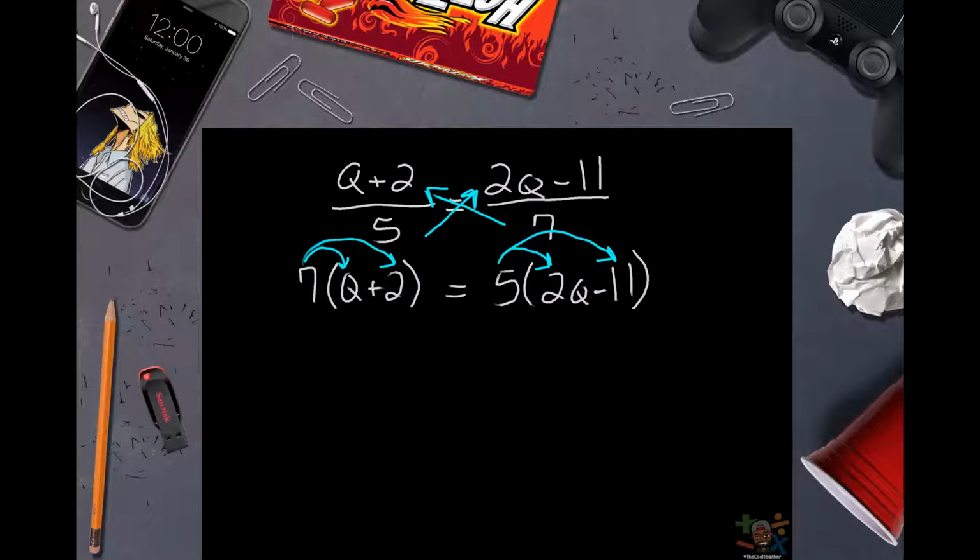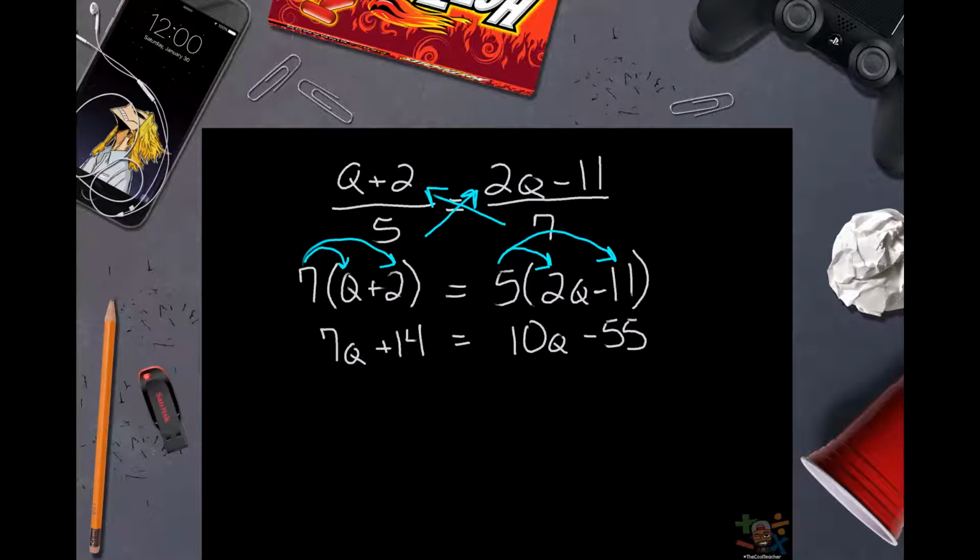When I go ahead and do all of this, I'm going to get 7Q plus 14 equals 10Q minus 55. Just like we did in our earlier proportion video, it turns it into an equation. So proportions get turned into equations, and equations we go ahead and solve. Now this is an equation with variables on both sides, and I'm going to link that video above so you can see how that's done, but I'm going to do it here just to finish off the video.